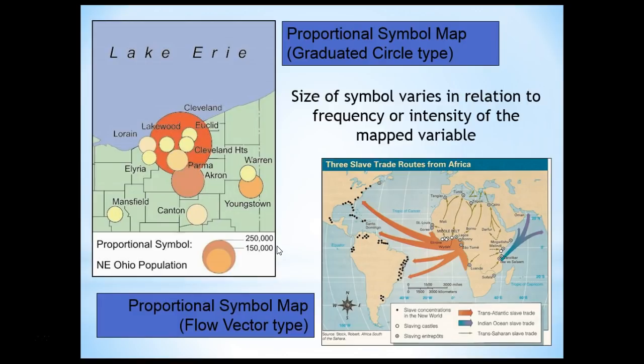And then, of course, there's a symbol map, or sometimes called a flow vector map, where there's typically arrows that are showing the movement of some sort of phenomenon. Typically, we use these types of maps, the vector map, in showing diffusion, how something moved or how something diffused, got from one place to another.